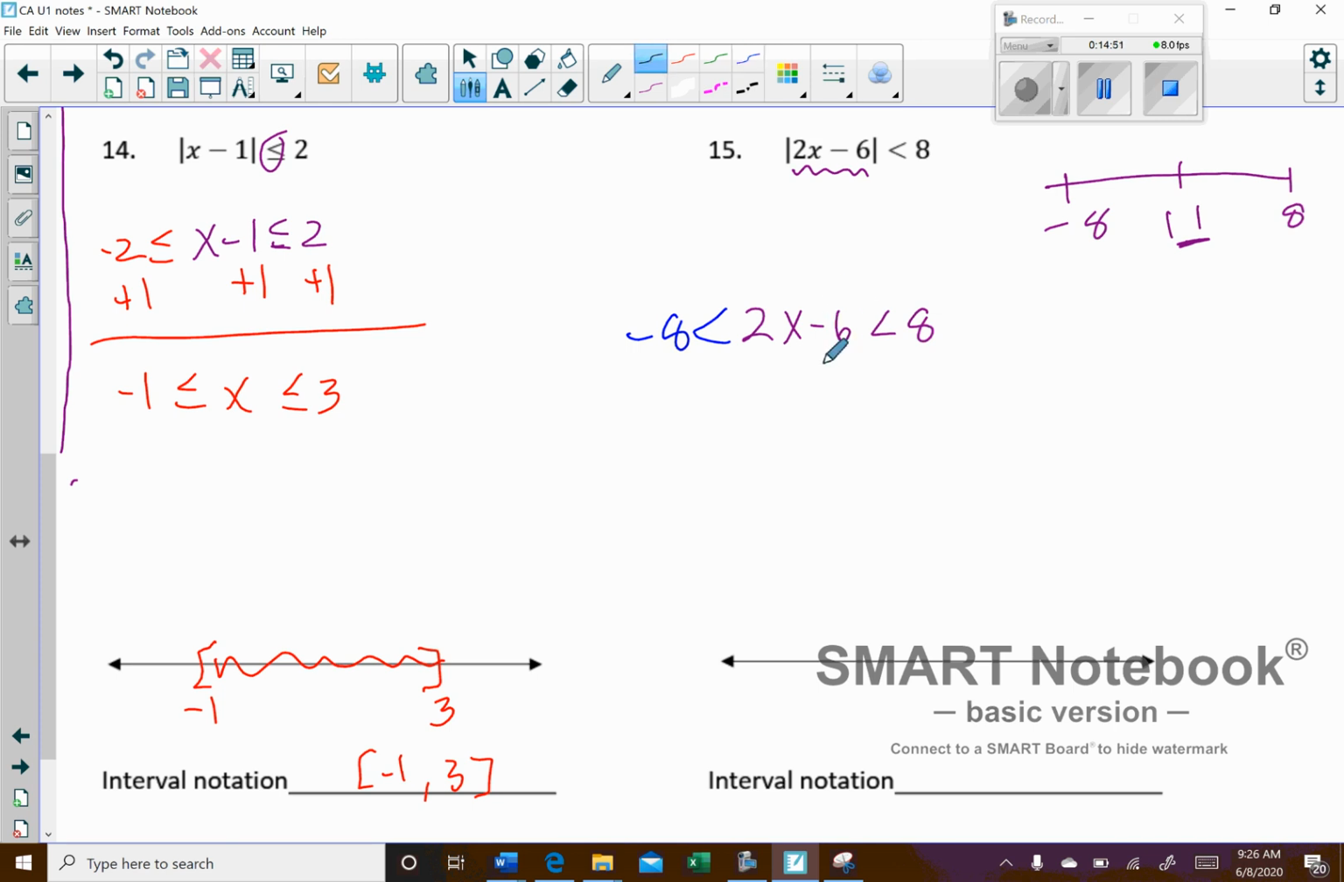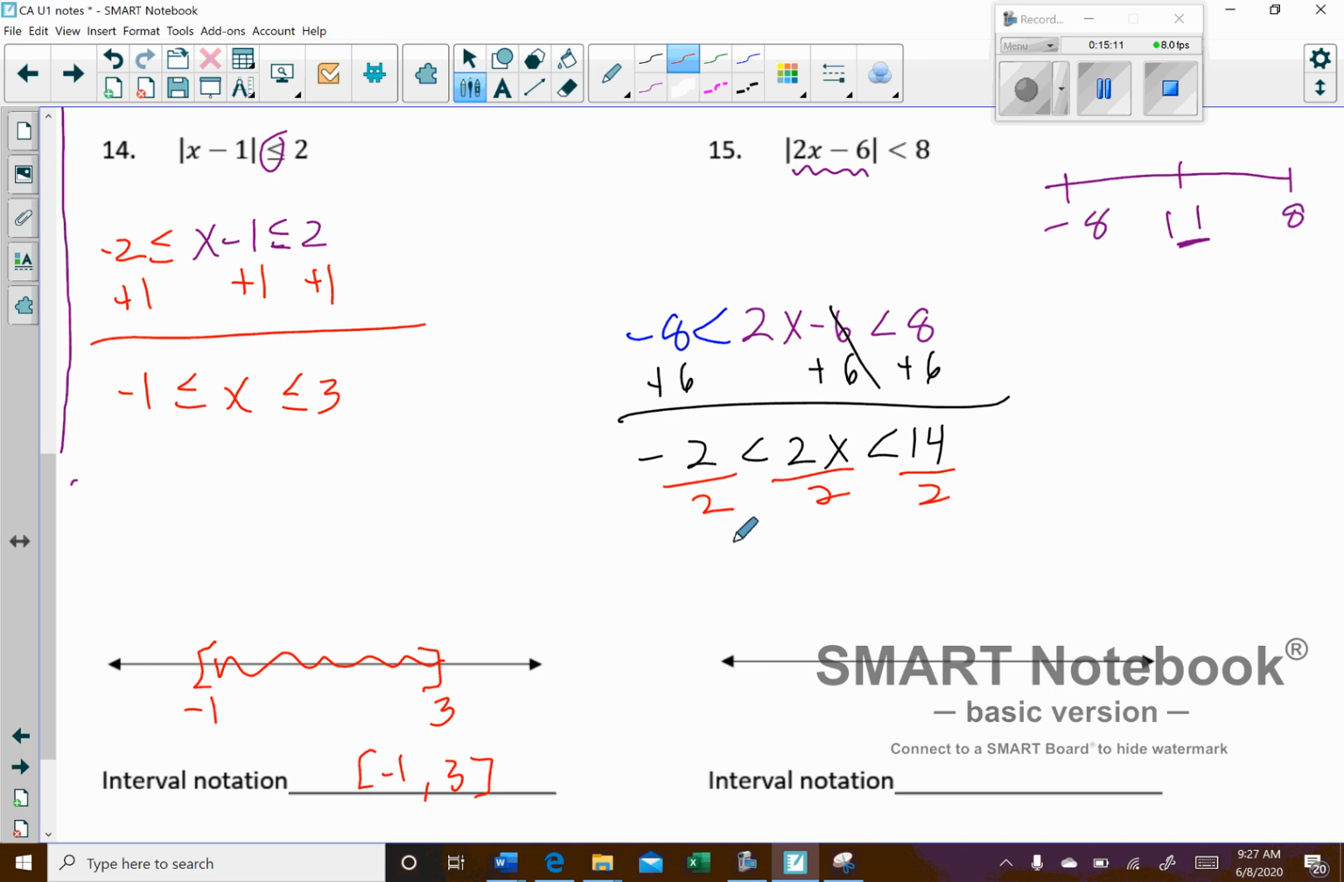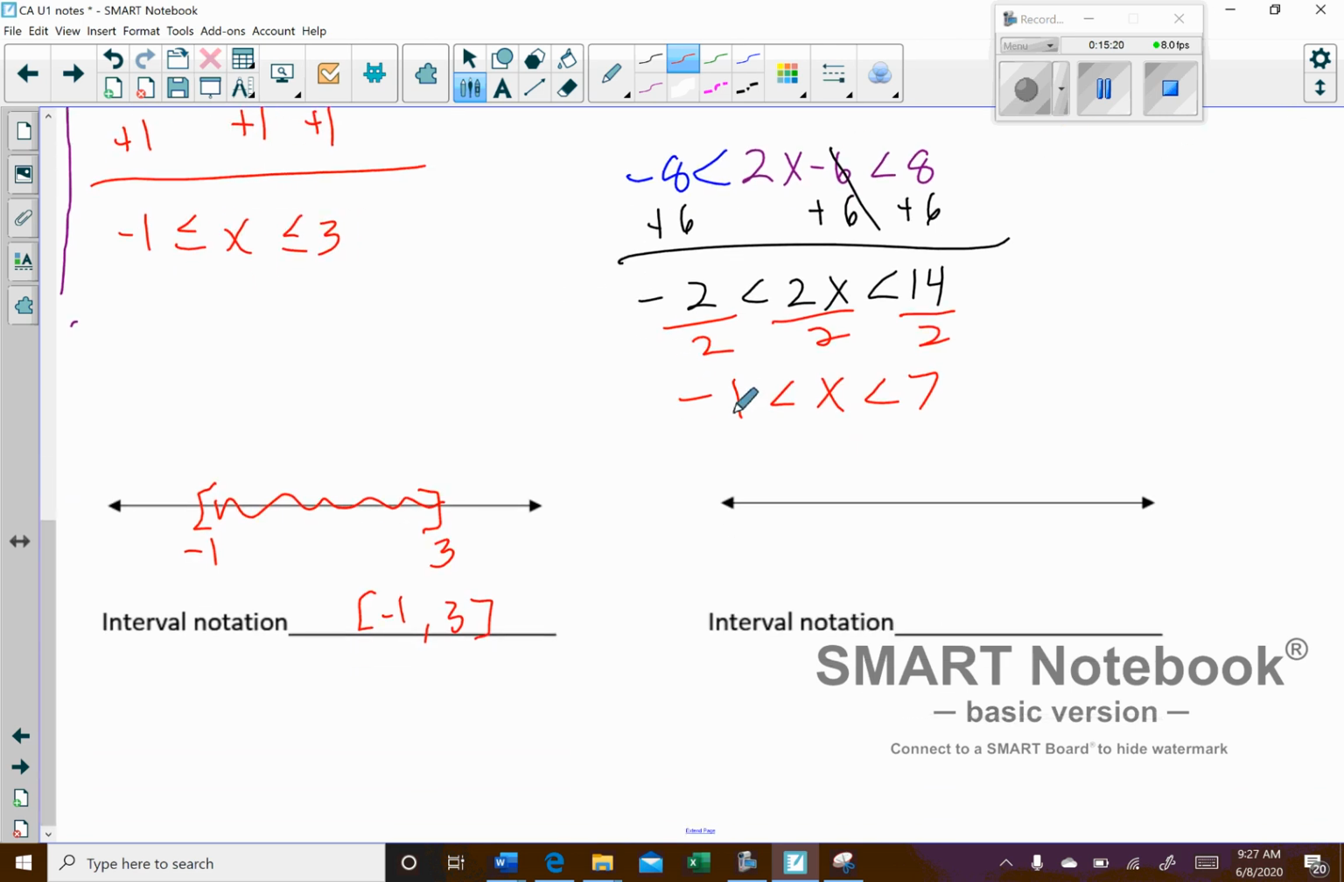So now we'll go ahead and solve this. I'm going to add 6 to all 3 parts. That cancels out. That gives me -2 is less than 2x, which is less than 14. Then we divide everything by 2. So -1 is less than x, which is less than 7. So our solution set is values between -1 and 7, but not including those values. So we have to use parentheses to indicate that those points are not actually included.